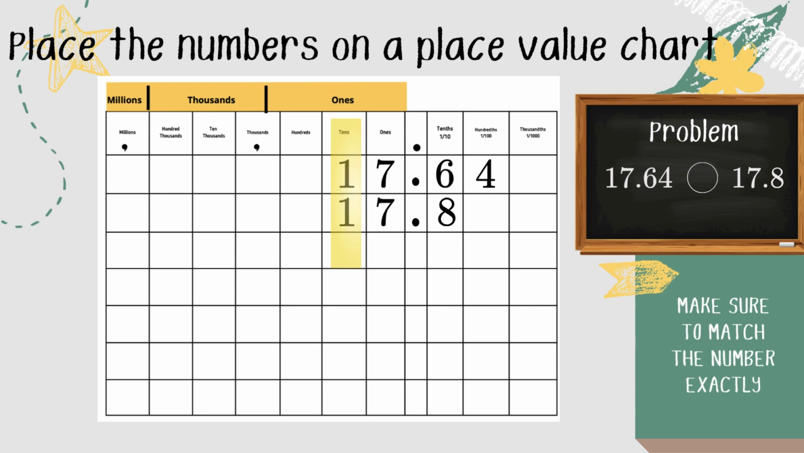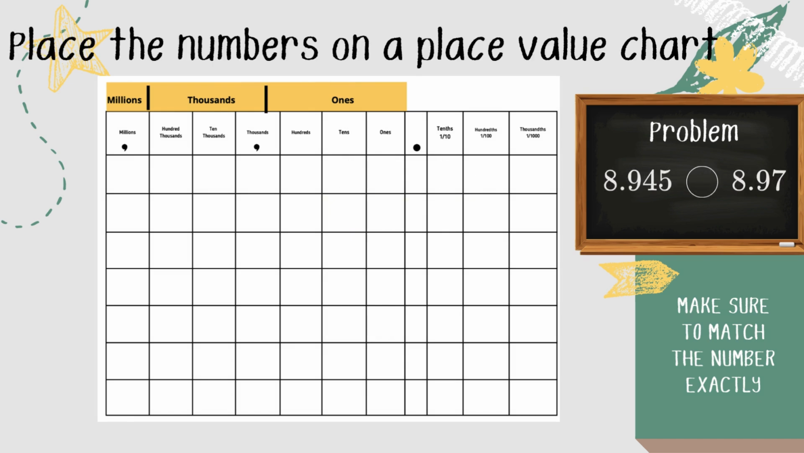In this number, it's the tens. The tens in these numbers are the same. We move to the ones. The ones in this number are the same. We move to the tenths. 8 tenths is bigger than 6 tenths, so 17 and 8 tenths is the bigger number.